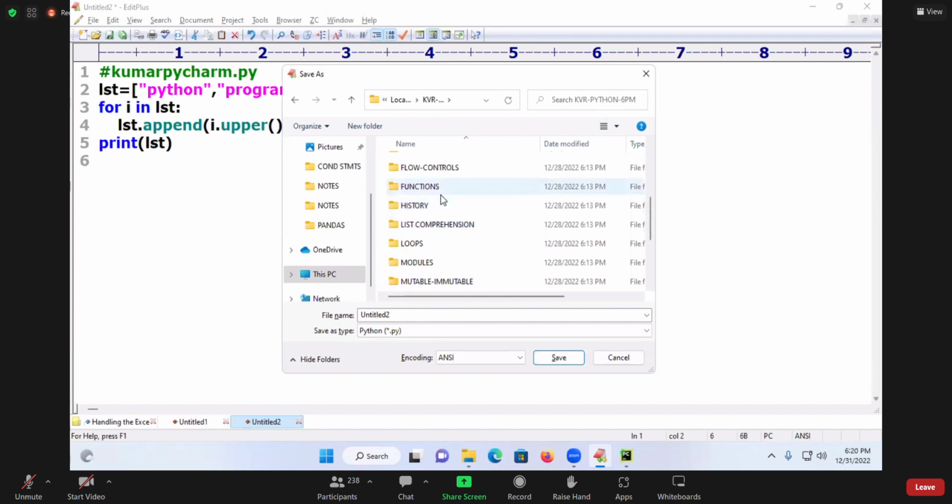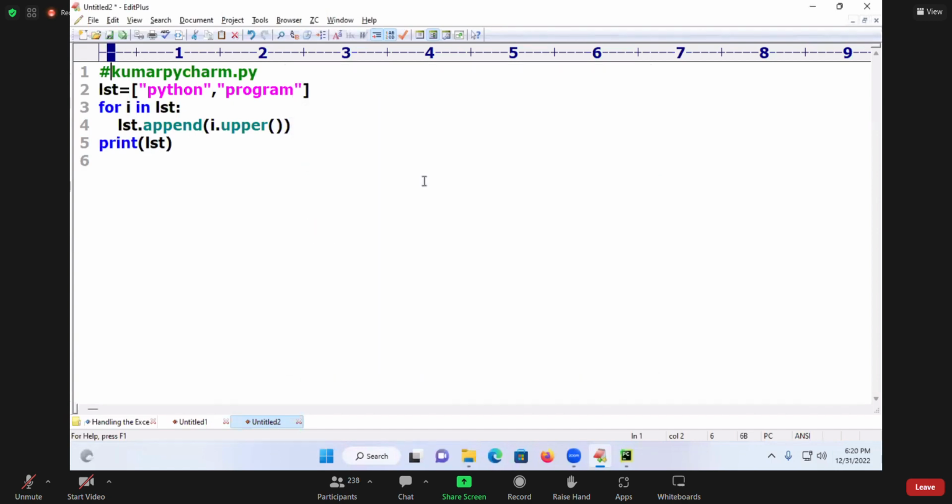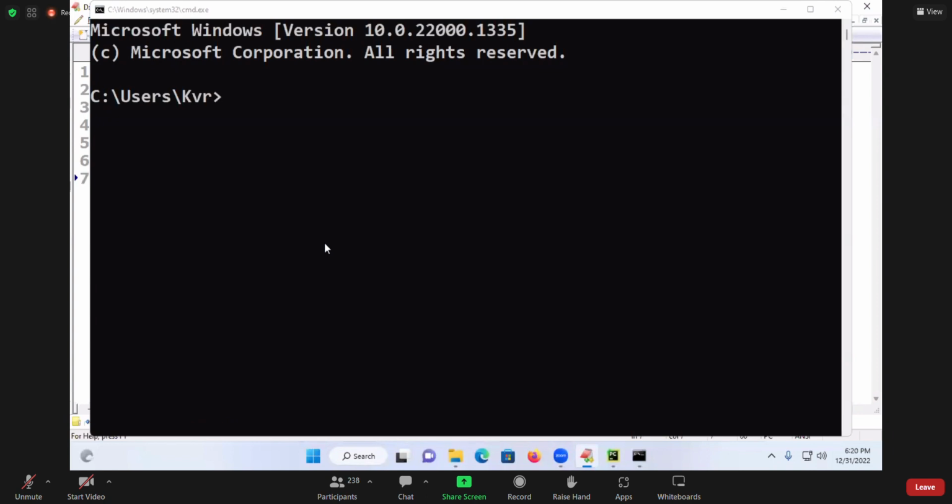So go to exceptions. In this place, you save it. So in this case, you come out of that. Keyboard is not working. Just call them once.